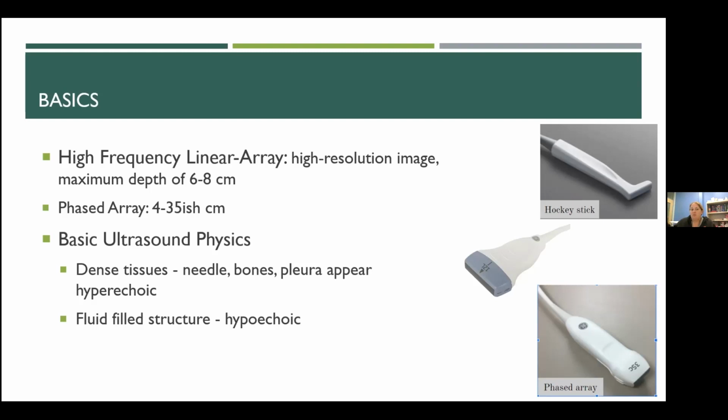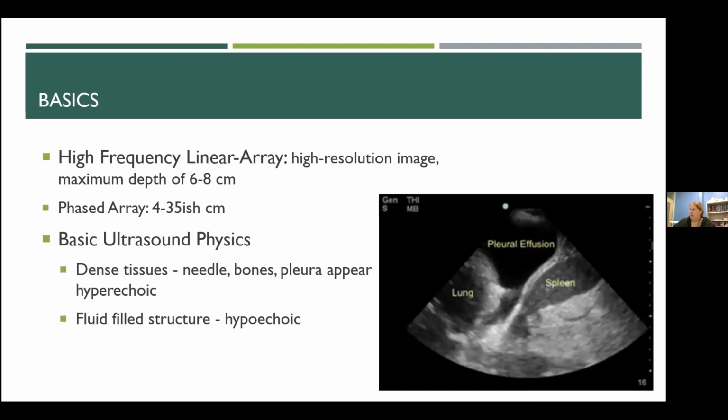Trying to see between the ribs can be tricky in patients of different size, so I recommend always trying a couple to see where you get your best setup. Going back to our basic ultrasound physics, obviously dense tissues like the needle, your bones, and your pleura are all going to be bright white. So those are hyperechoic, and your fluid-filled structures are going to be hypoechoic. And that is what that looks like, right?